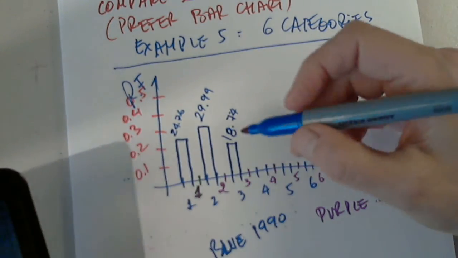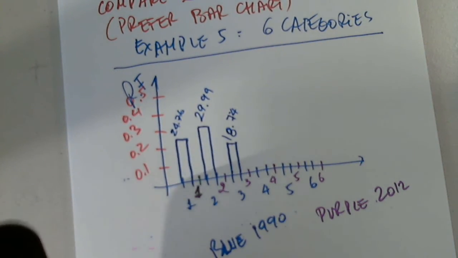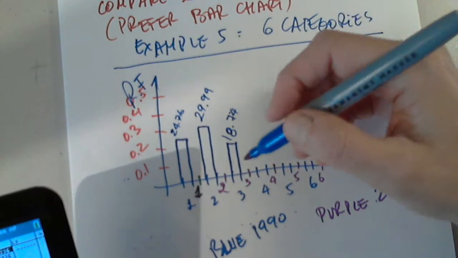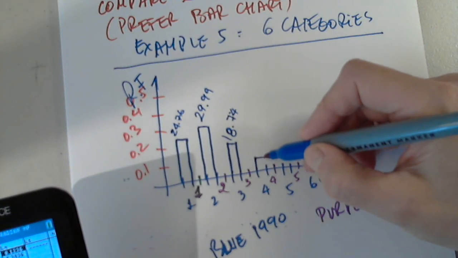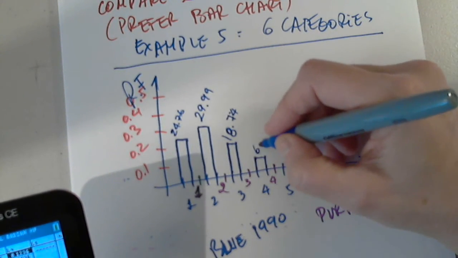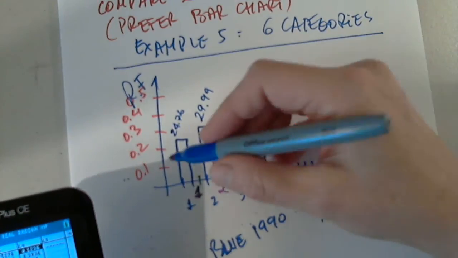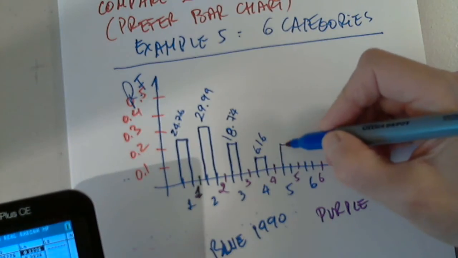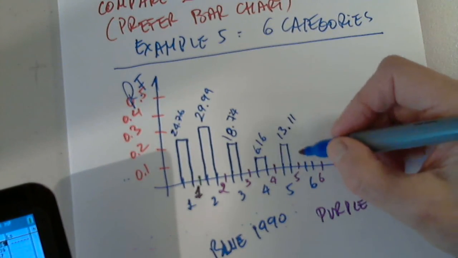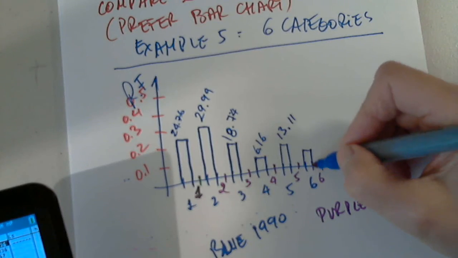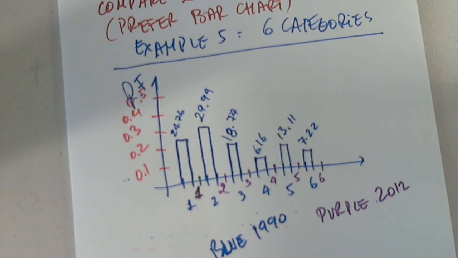The next one is 0.06. So 0.06, this is 0.5, 0.06 is a little bit higher. So this would be 6.16%. Category 5 is 13, so somewhere here, I'm going to say 13.11%, and the last one is 0.07, more than 0.06, so somewhere here, it's 7.22. We finished with 1990.